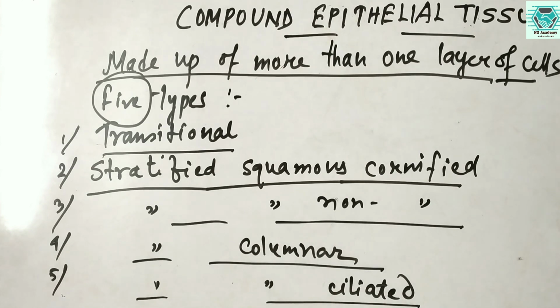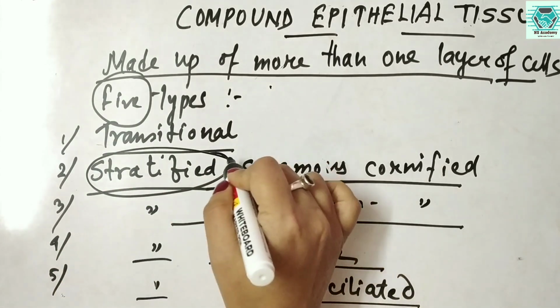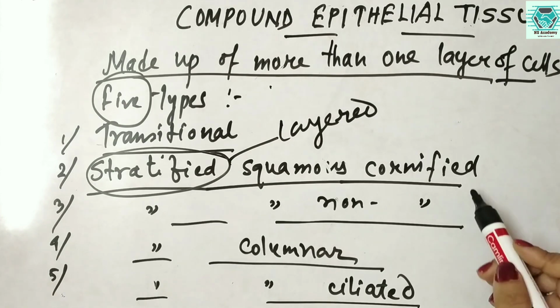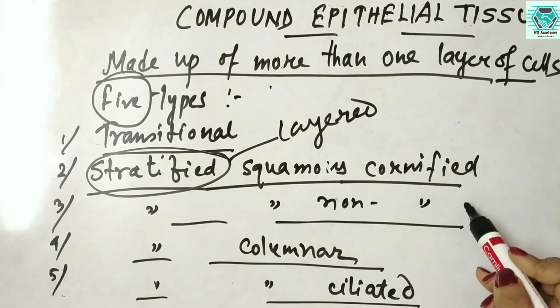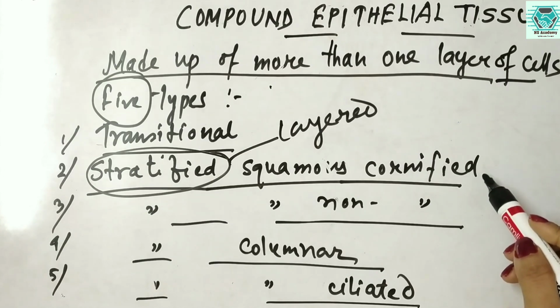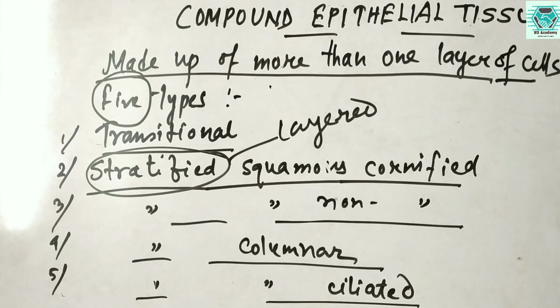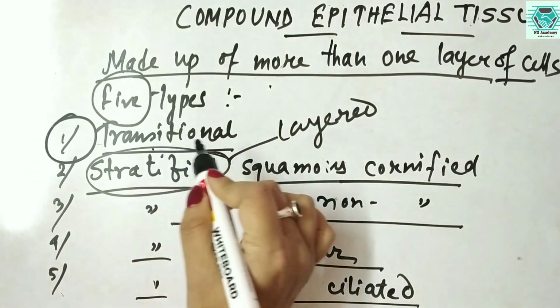In these 5 categories, more than one layer of cells is present. The meaning of stratified is layered. The main difference between cornified and non-cornified is that one contains keratin granules and the other doesn't. One by one, when we see their characteristics, we can easily understand how these 5 types of epithelial tissue are compound in nature. In today's discussion, we discuss the first type, the transitional epithelial tissue.